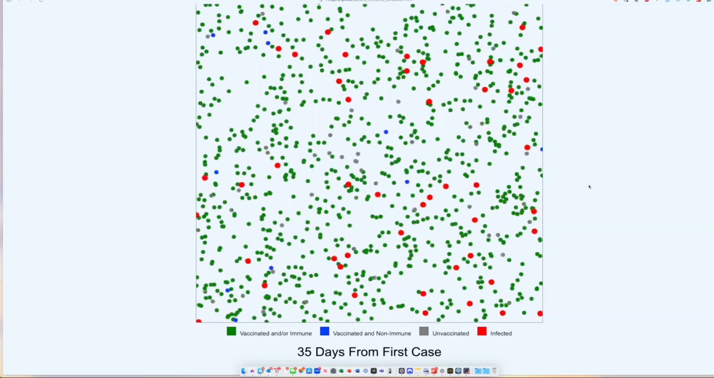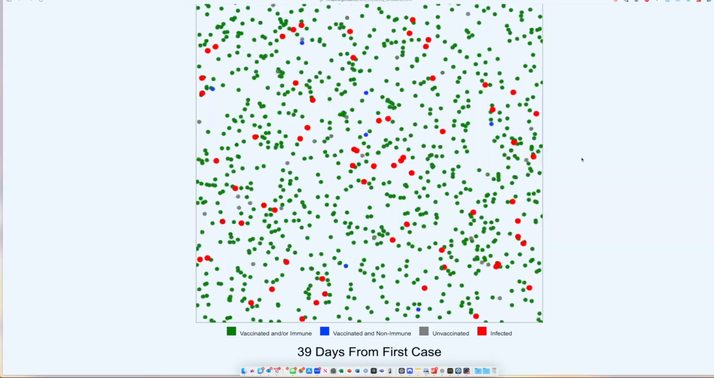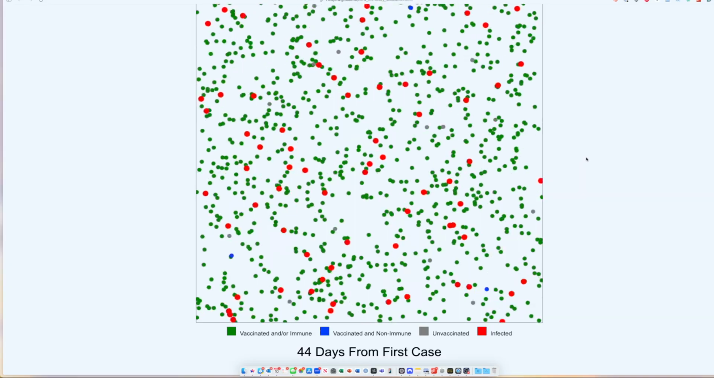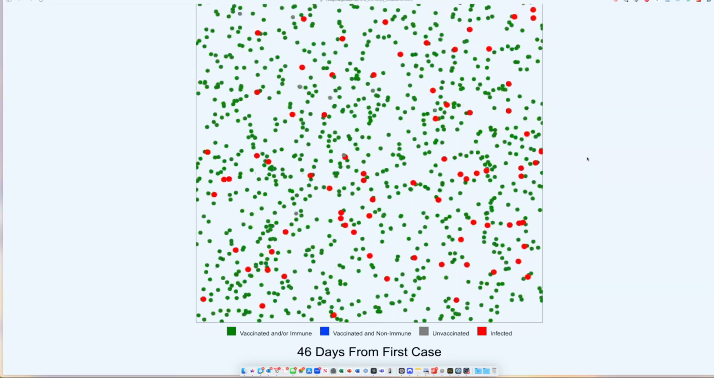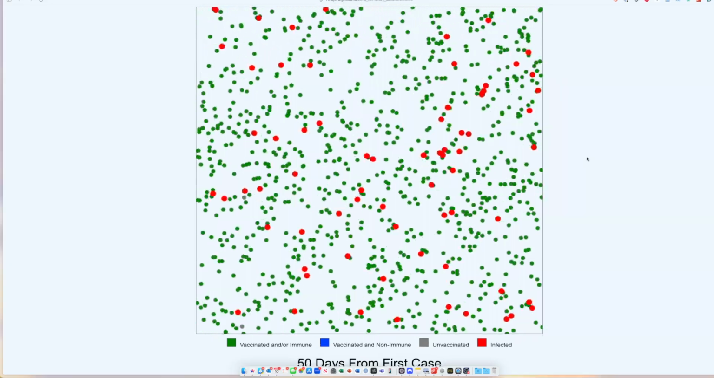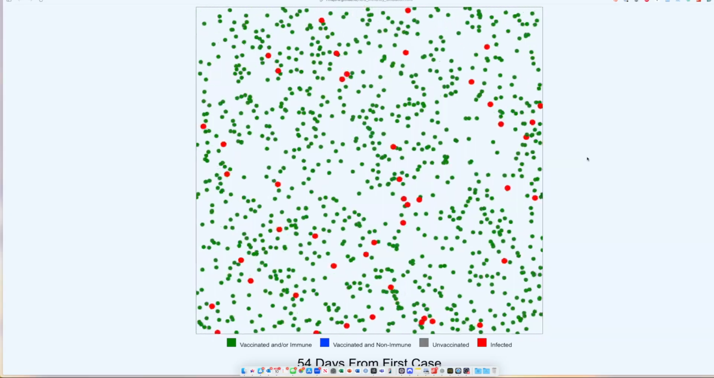In future iterations, I'm going to have a counter to show how many people are sick at that given moment, and some other little improvements here and there. But it takes time to code all of this. And so now you have a major epidemic, as you can see, lots of reds floating around.